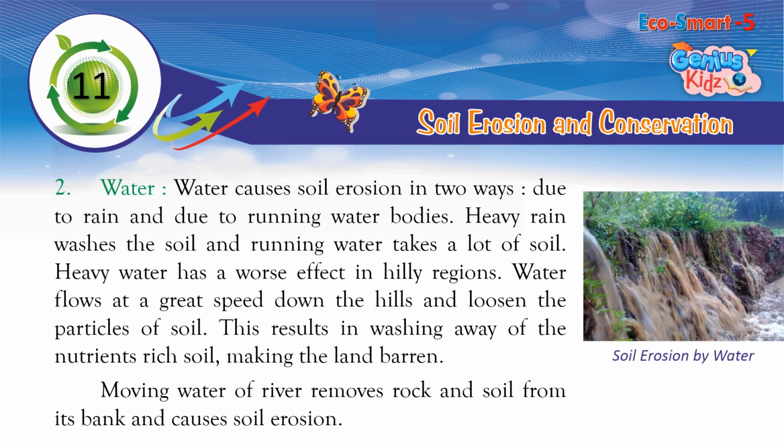2. Water. Water causes soil erosion in two ways, due to rain and due to running water bodies. Heavy rain washes the soil and running water takes a lot of soil. Heavy rain has a worse effect in hilly regions. Water flows at a great speed down the hills and loosens the particles of soil. This results in washing away of the nutrient-rich soil, making the land barren. Moving water of a river removes rock and soil from its bank and causes soil erosion.